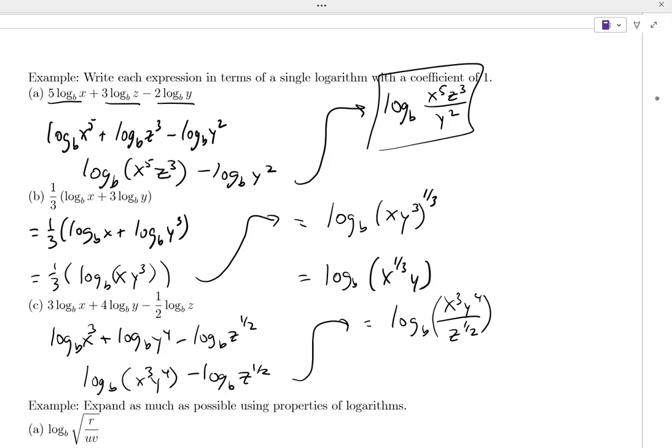Happy with that? Okay. All right, so next time we'll play more with these properties. Notice again here we were practicing putting them together. The next example, let's practice tearing them apart. And then we'll do some more properties of logs next time.